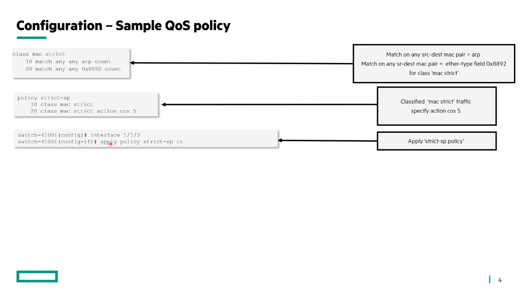And then I'm applying this apply policy strict-sp inbound on this interface here. So that's applying the policy on inbound only, which is supported.